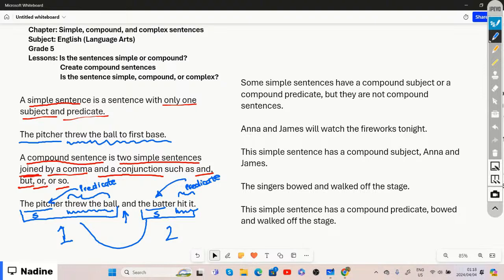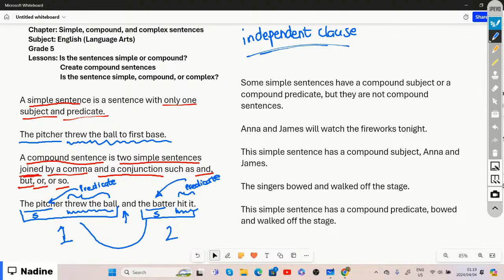Okay, so let me explain what a complex sentence is. We have a simple sentence, and a simple sentence is also a sentence that can stand on its own. A sentence that can stand on its own, we also call an independent clause, because that sentence is independent. It can stand on its own.